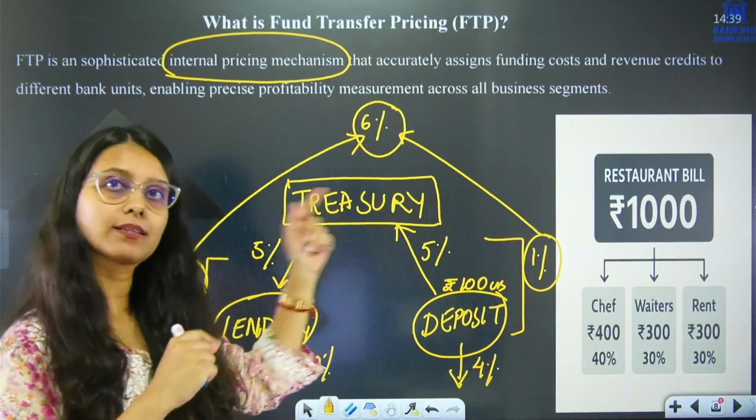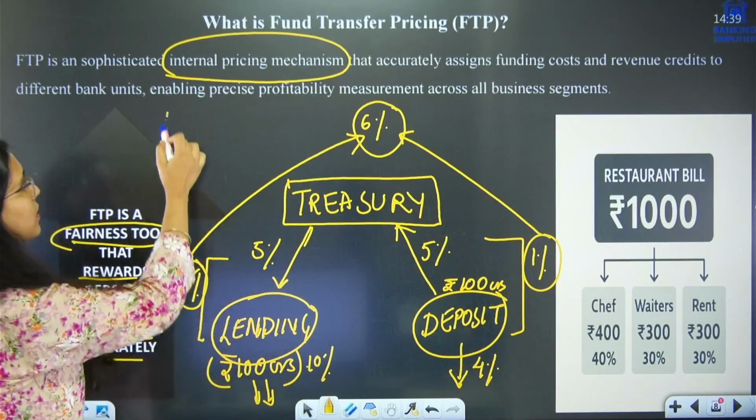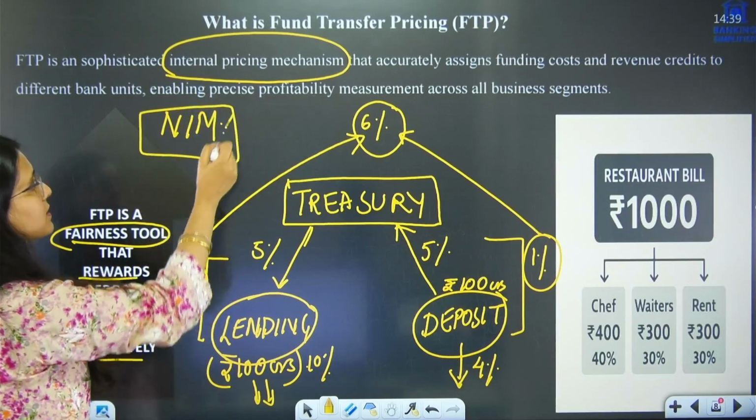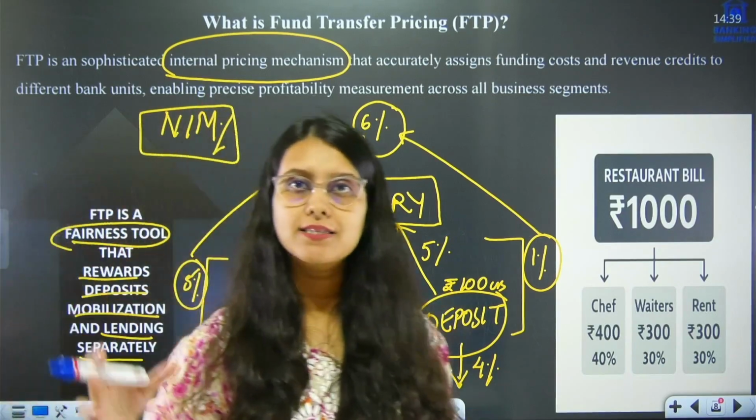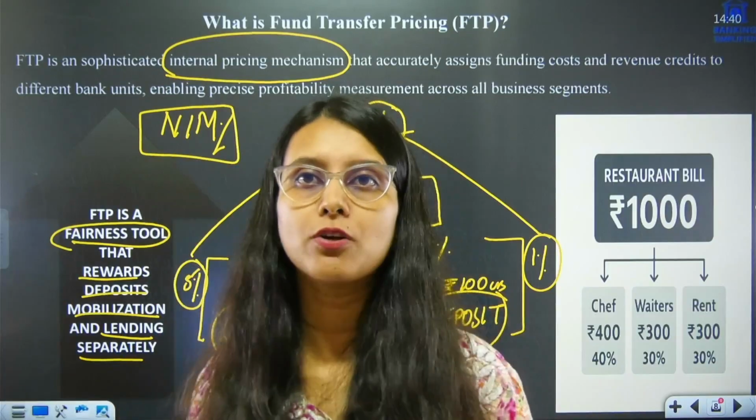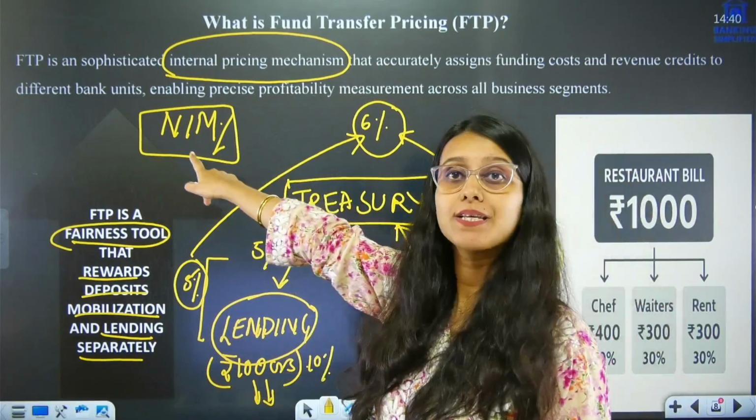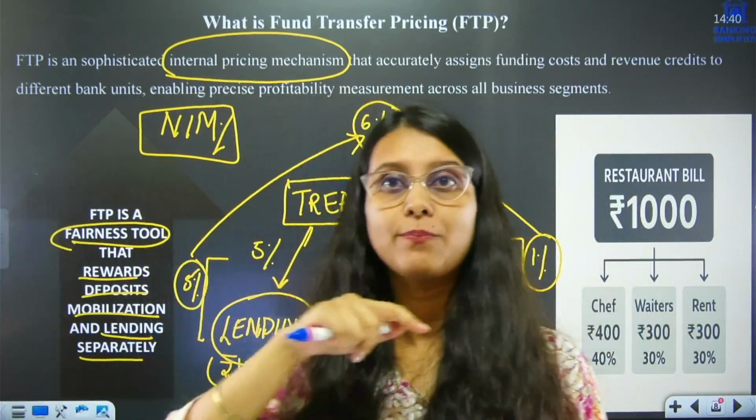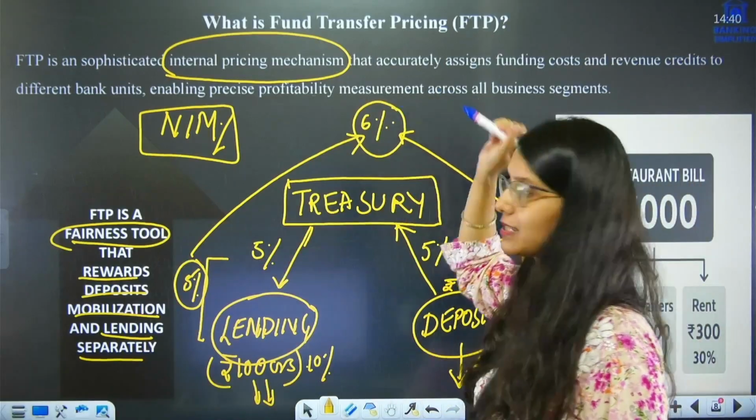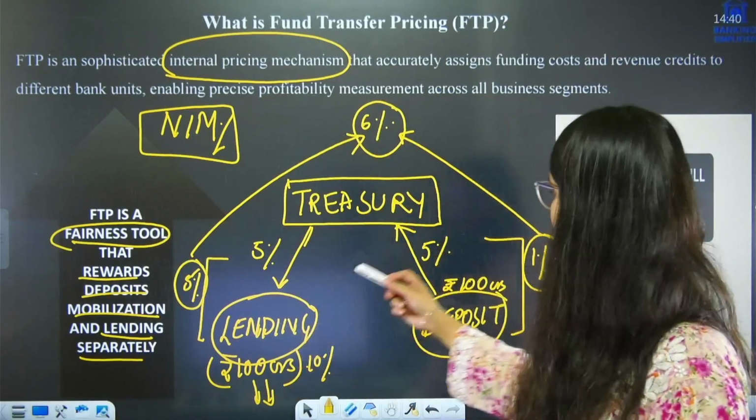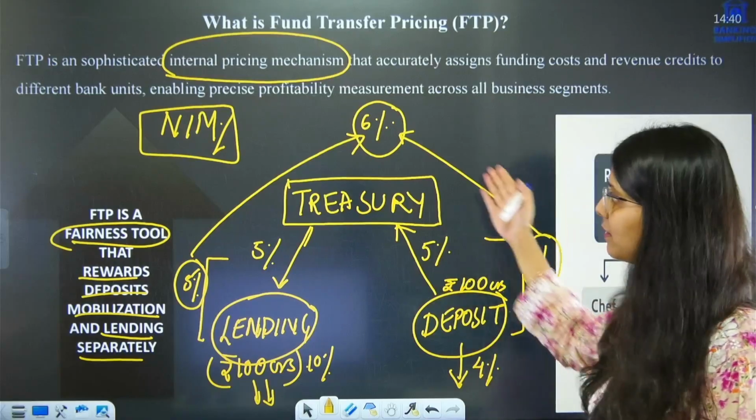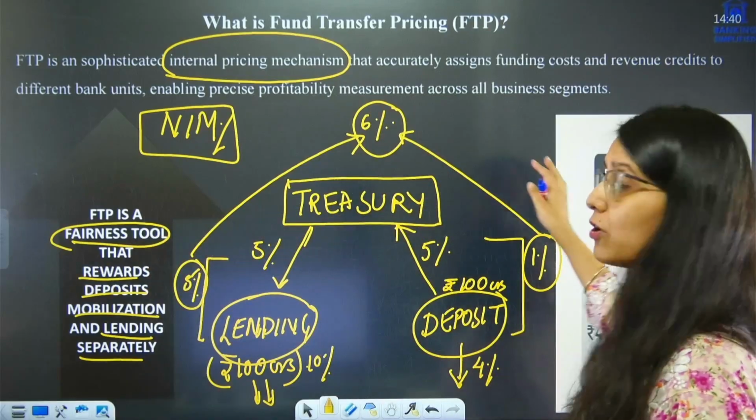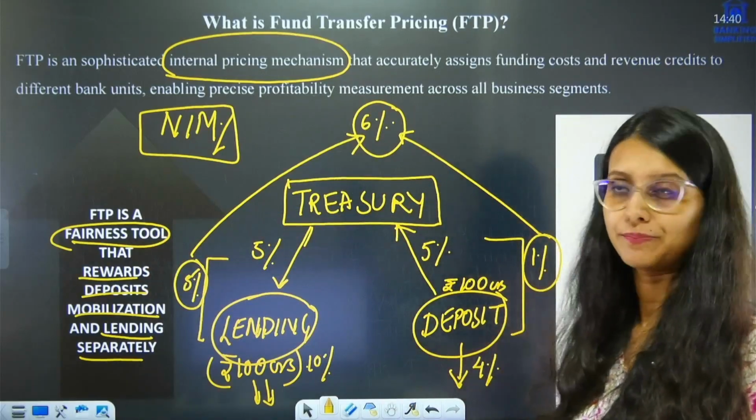Now this is where another terminology comes in, which is your NIM, net interest margin. You will see this percentage everywhere. To assess different banks, we use this terminology called net interest margin, which is basically interest earned minus interest paid divided by interest earning assets, which is your 6%. Interest earned minus interest paid divided by your interest earning assets.